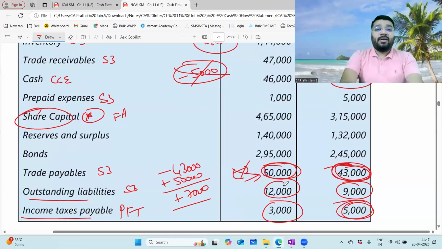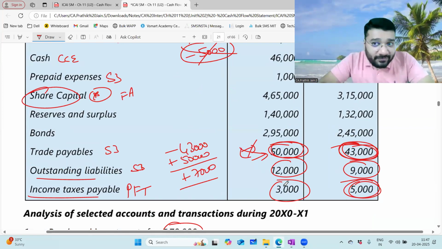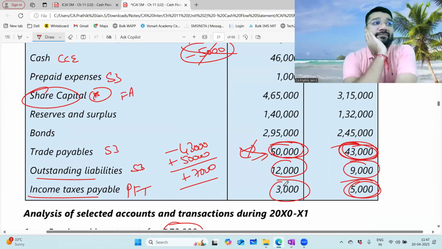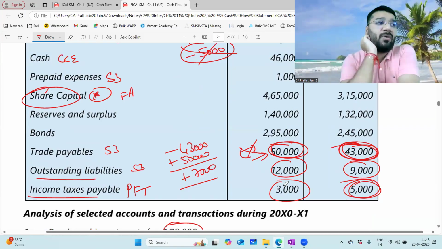Yes, sir. Any problem here? No, sir. No, sir. No, sir. No, what do you want to take it as? Provision for tax, then what next?